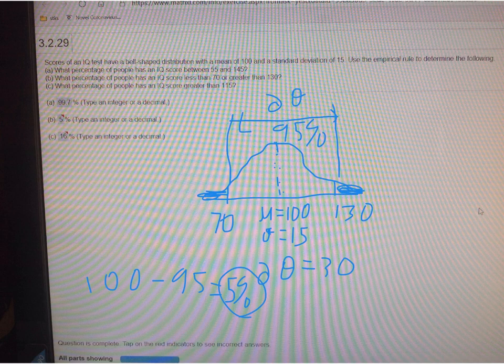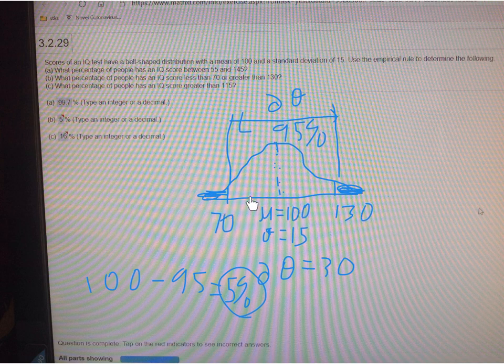So I always try to draw a graph here, a bell-shaped curve. The mean is 100 and the standard deviation is 15. If one standard deviation is 15, two standard deviations, if you double, would be 30. So we want to find less than 70 and greater than 130. Well, if you take 100 minus 30, you get 70. If you add 100 plus 30, you get 130.